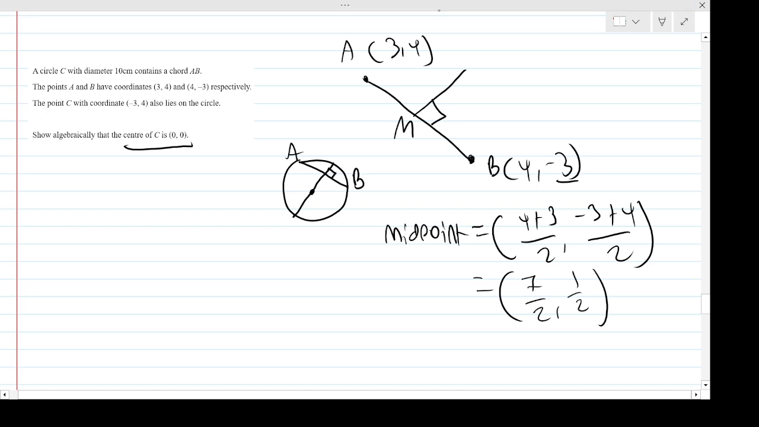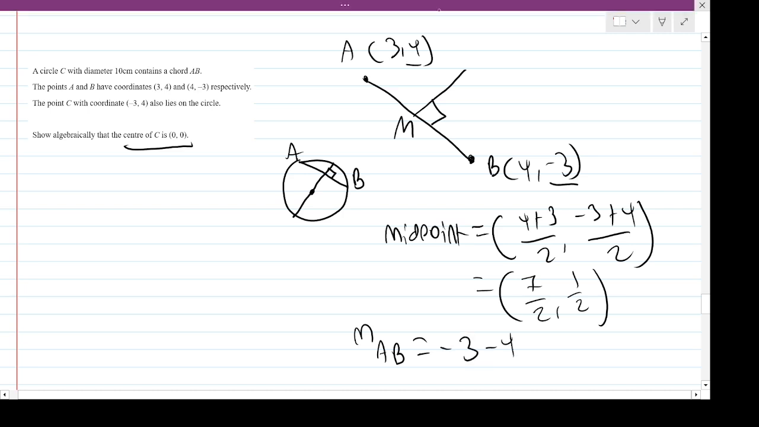Then we need to consider the gradients because they're perpendicular. So firstly, the gradient between A and B, so m_AB, that's change in y over change in x. So firstly, the y at B is -3, take away the y at A, which is 4. Then we do change in x, so 4 for B, take away 3 at A.